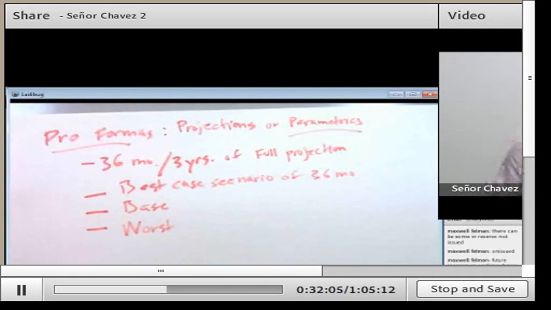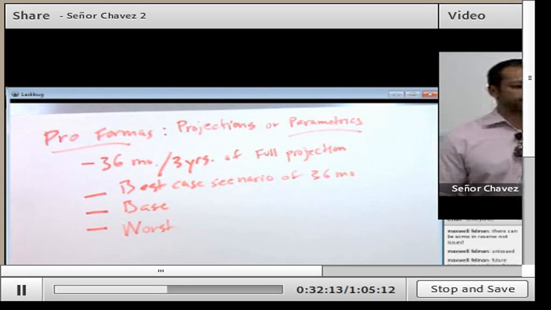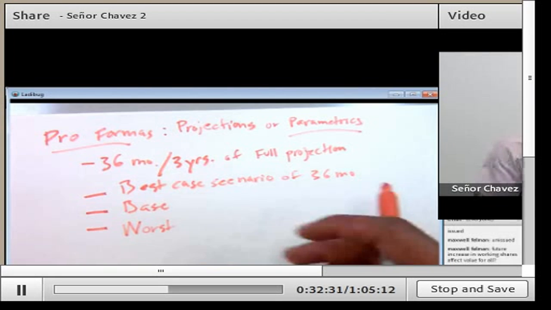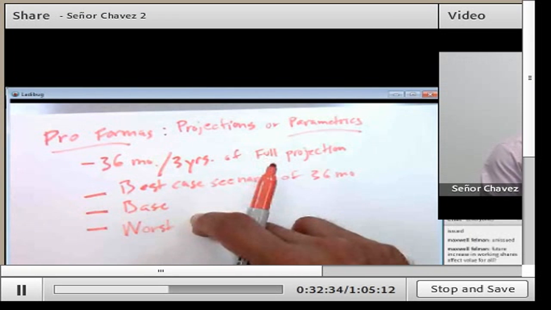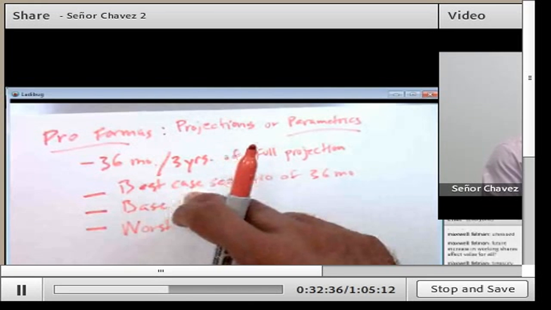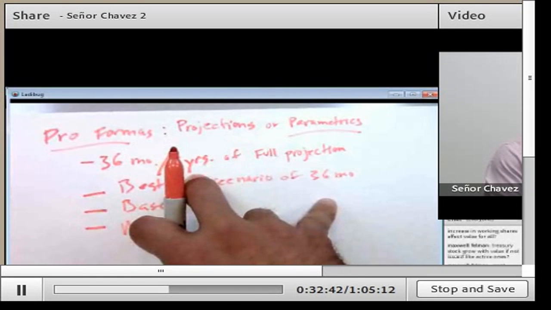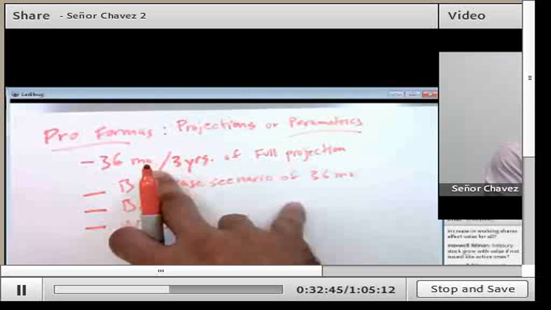Why is it that I'm having you do 3 different scenarios? What's the problem with doing one? 98, 99% of the world issues just one set of pro formas, and they're typically 4 or 5 years in length. Some of them are 36 months. But why is it that they only give one set of pro formas? And which set is it? Are they doing the worst case? Are they doing the base case? Or are they doing the best case? What is the scenario that they're actually providing the investors or the bank?